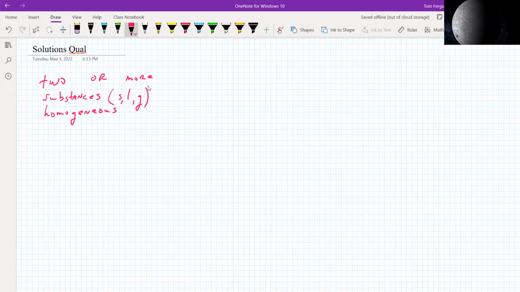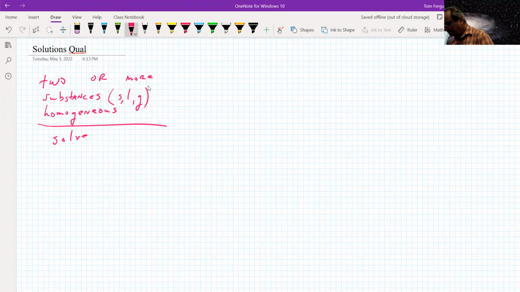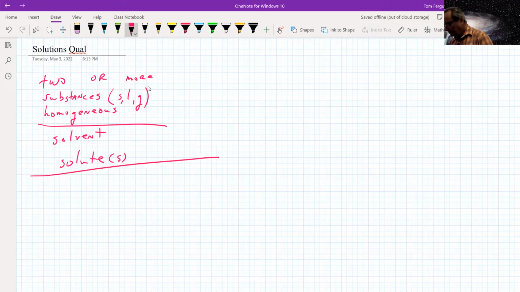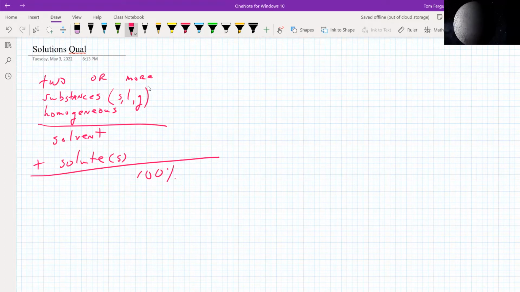Okay. There are always two parts to solutions. There's the solvent and the solute. You can have more than one solute. So for example, going back to gas, the solvent is nitrogen gas, so that's the most gas. Solutes will be oxygen, carbon dioxide, and then carbon monoxide. Sugar and water: water is the solvent, sugar is the solute.